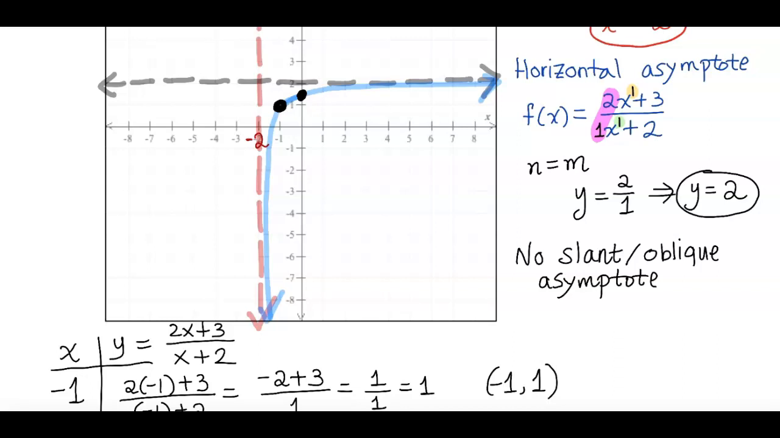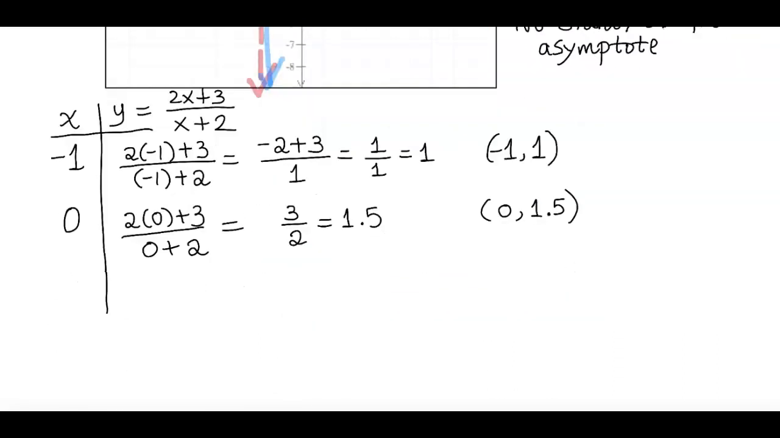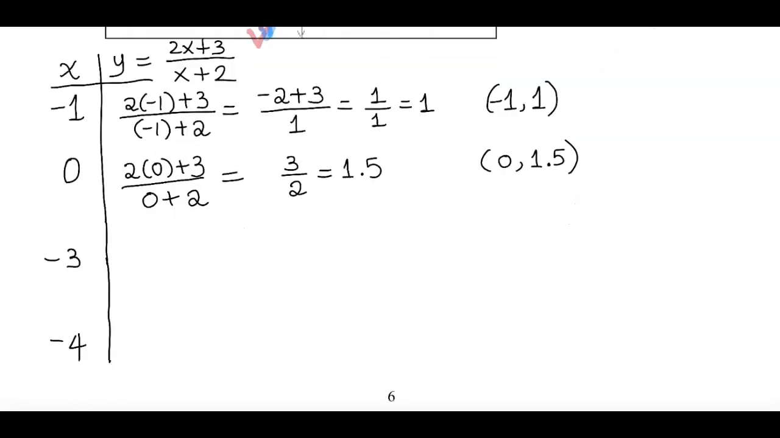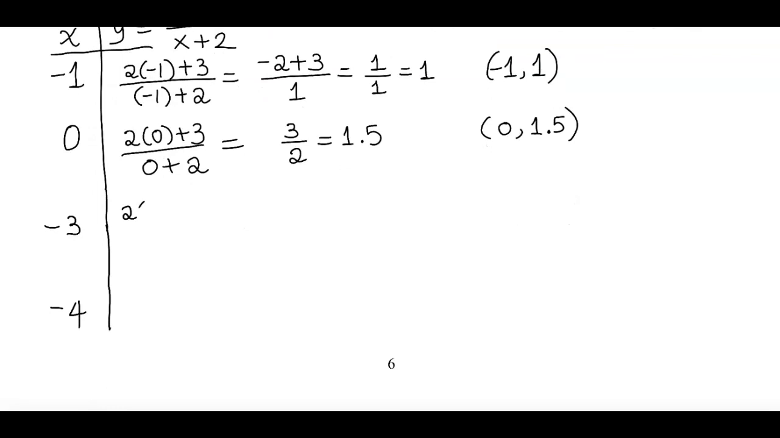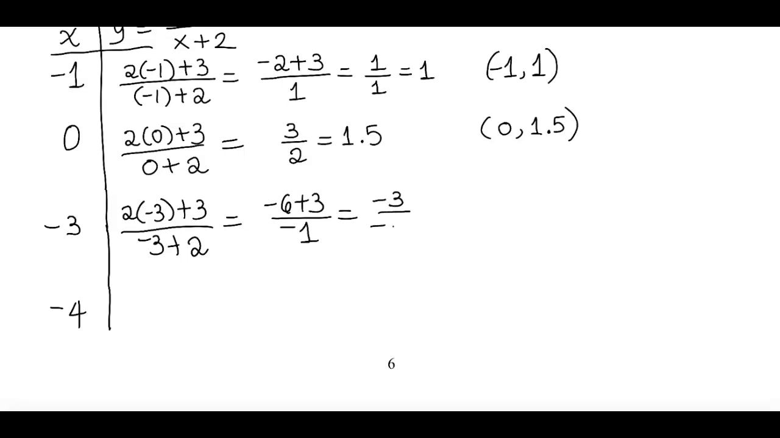Now, I need 2 points to the left of -2. So I'm going to use numbers like -3 and -4, okay? I'll plug in those numbers. If I plug in -3 and -4, let's see if we get friendly y values. 2 times -3 plus 3 over -3 plus 2. That is -6 plus 3 divided by -1. Oh, I think this is going to be a nice number. Negative 3 divided by negative 1 is positive 3. So I will plot a point at negative 3, positive 3.